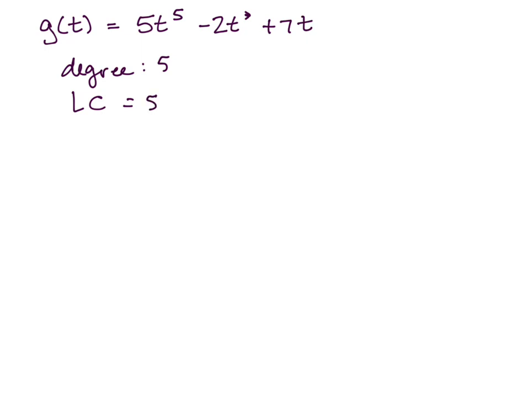Given g of t, this is still example 5. Given g of t equals 5t to the 5th minus 2t cubed plus 7t. Not 7 to the t, 7t. What's the degree? What's the leading coefficient? Leading coefficient is 5. It's positive, isn't it? So we have here a positive odd. So that means it's going to go up from left to right.